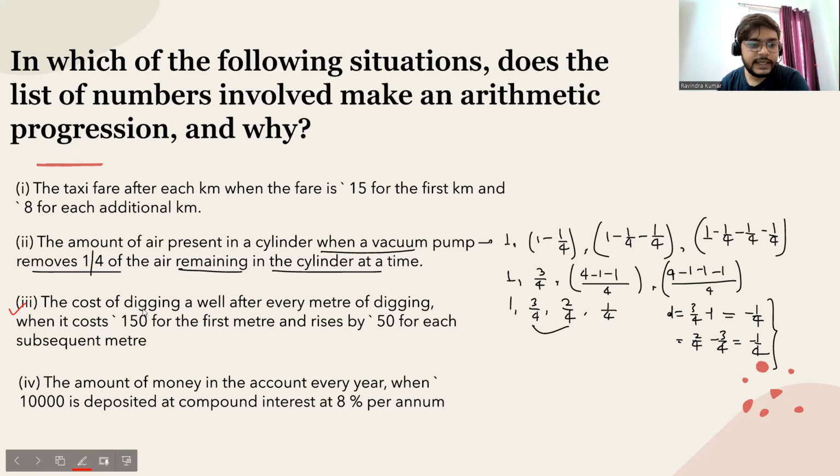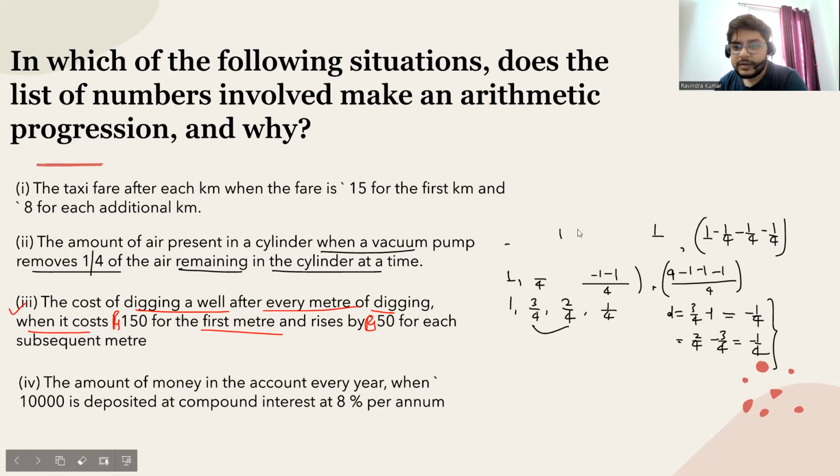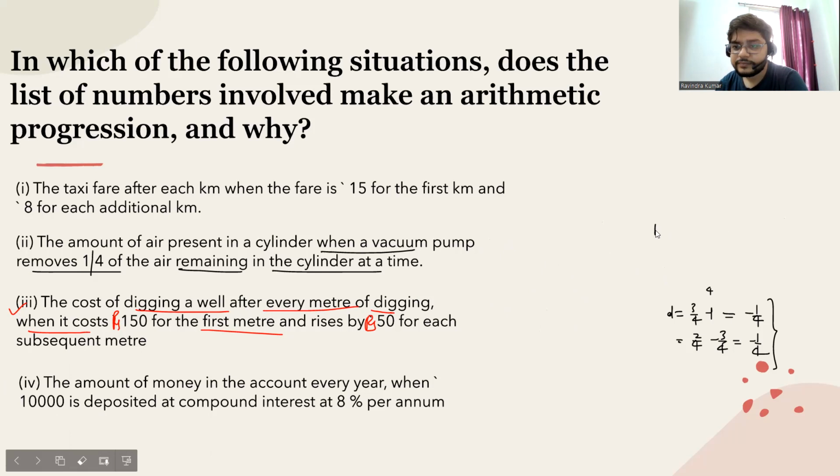The cost of digging a well: after every meter of digging, it costs rupees 150 for the first meter and rises rupees 50 for each subsequent meter. Something the same as the first one. So just try to do it by yourself. It is an easy one, the same as the first one. Just try once, then we will come to the discussion.